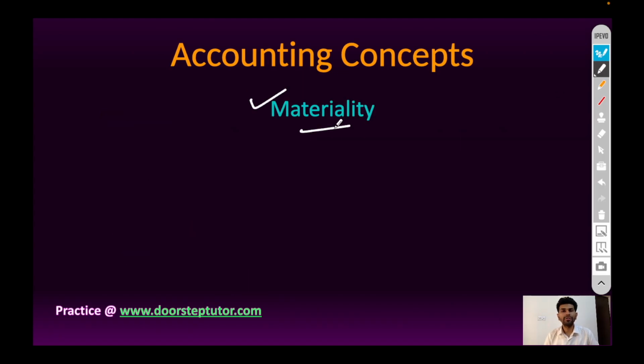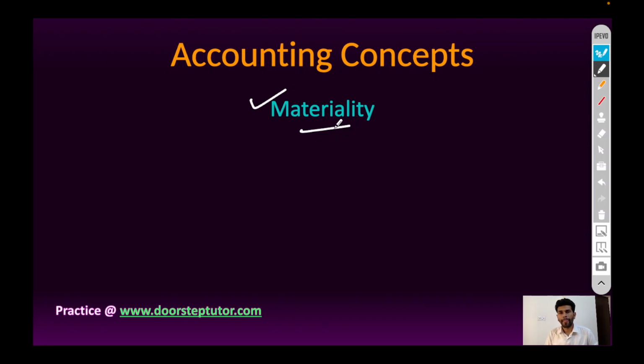Similarly, the materiality concept also states that the financial statement must disclose all the material information in the books of accounts. Information which influences the decision making of any user is called material information. If the information is not relevant or not significant, then it is not material and disclosure is not required. But if the accountant finds that any particular information is relevant and it influences the decision making of any user, then it should be mentioned in the books of accounts.